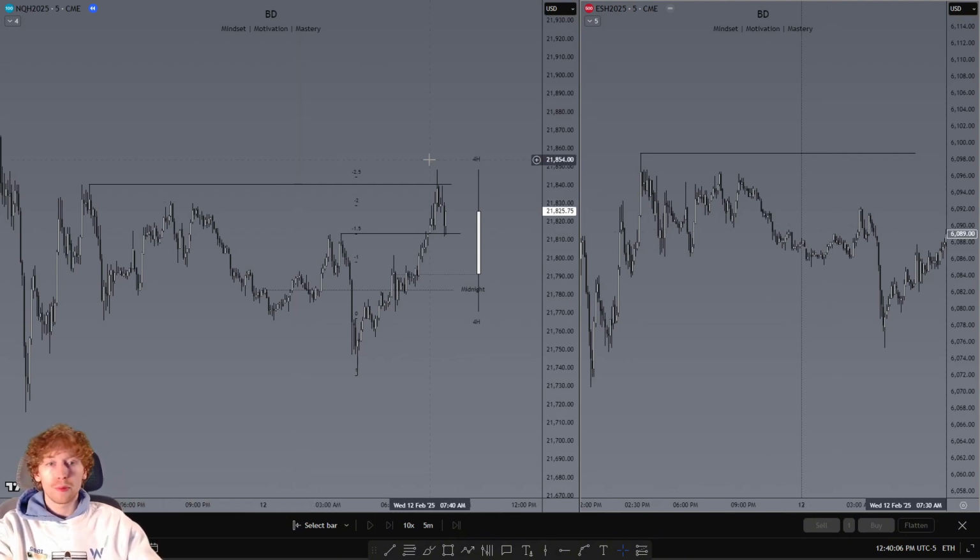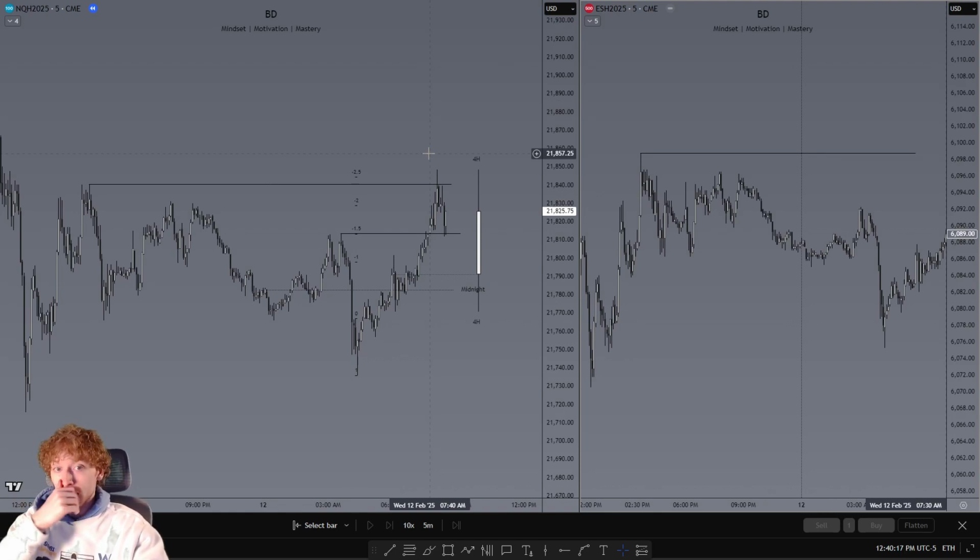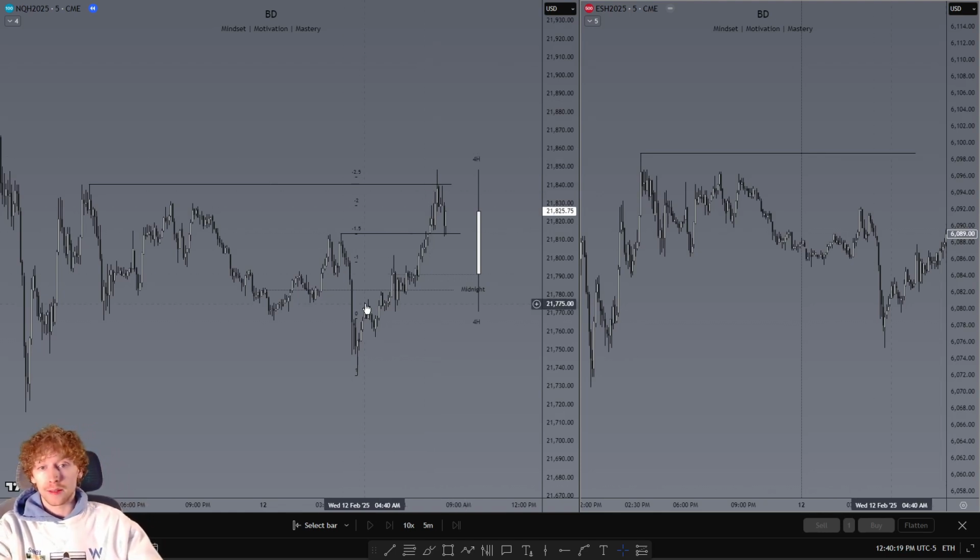So before the CPI report even came out, I had said this the day before, that I thought CPI was going to take us down. But then I said it again this morning whenever I saw the overnight price action, because let's look here. So once again, we're going into the morning.